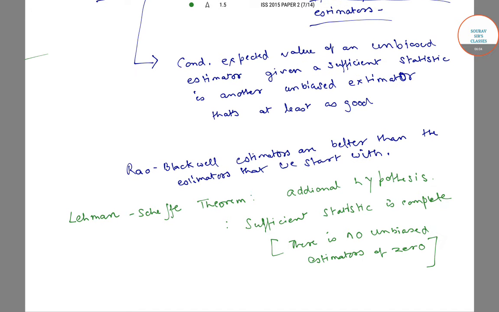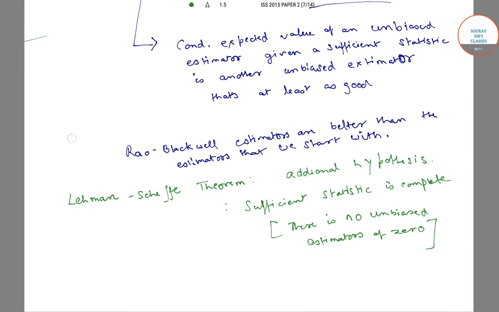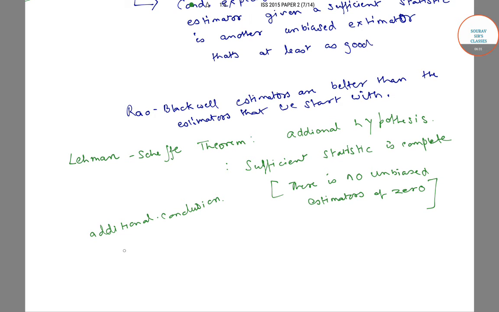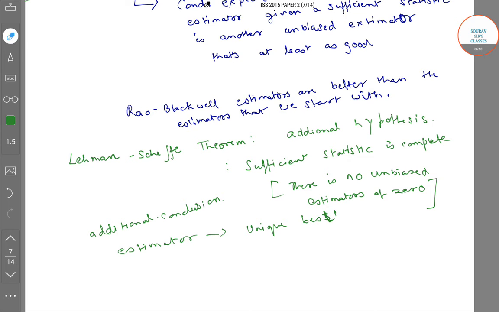It also has an additional conclusion that the estimator we get is the unique best unbiased estimator. So the estimator we get is the unique best unbiased estimator.